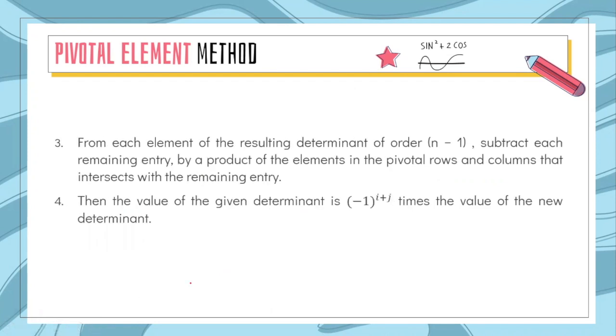from each element of the resulting determinant of order n minus 1, subtract each remaining entry by the product of the elements in the pivotal row and column that intersect with the remaining entry. The last step, step 4: the value of the given determinant is negative 1 raised to i, which is row, plus j, which is column, times the value of the new determinant. So we can illustrate the steps better by solving a problem.